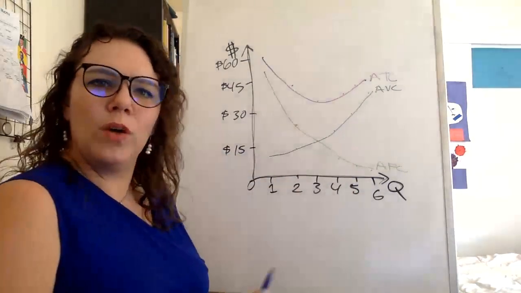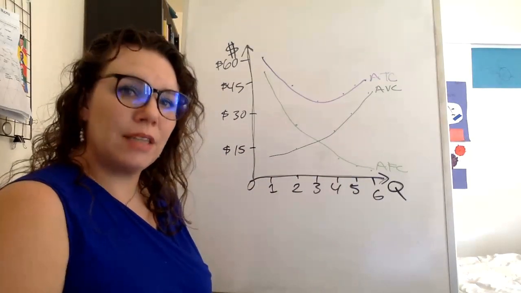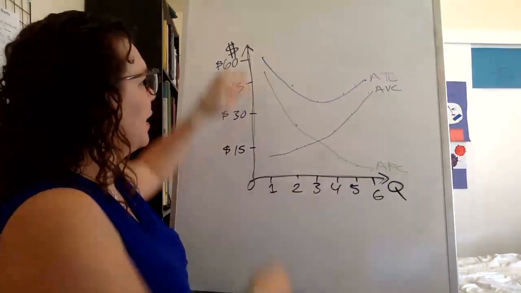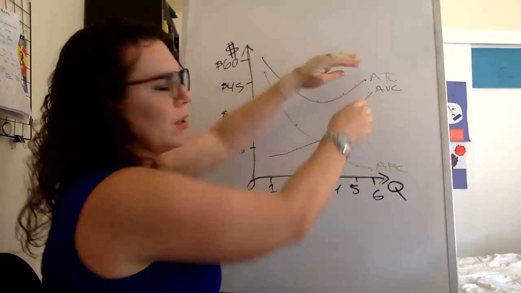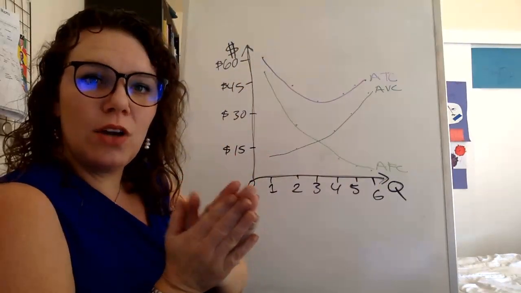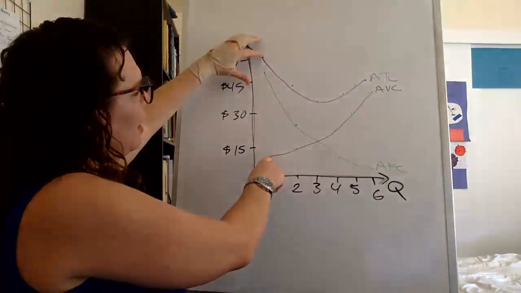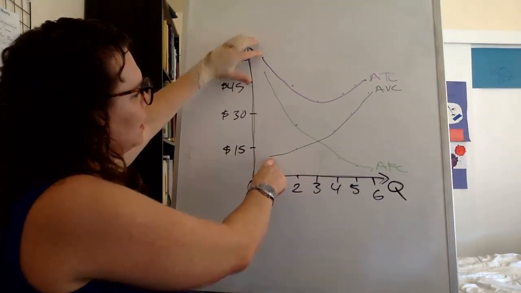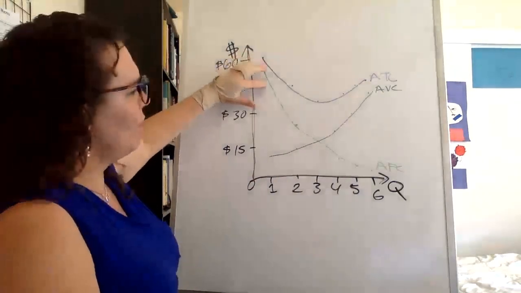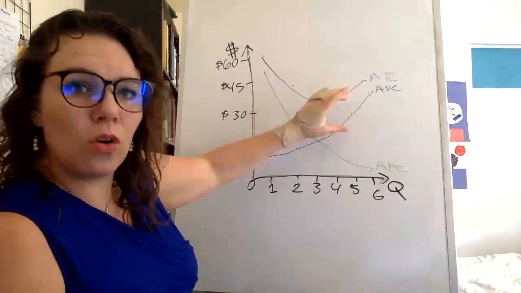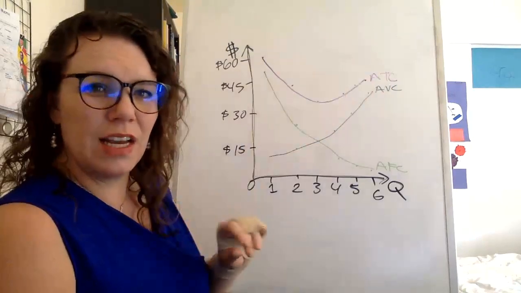And that's how we're always going to expect average total cost and average variable cost to behave. They're going to have generally the same shape. They're going to get closer together as the quantity increases. And that's because the difference between average total cost and average variable cost is that fixed cost. But average fixed costs are always falling. So the difference between those two curves is always shrinking. Does that kind of make sense?